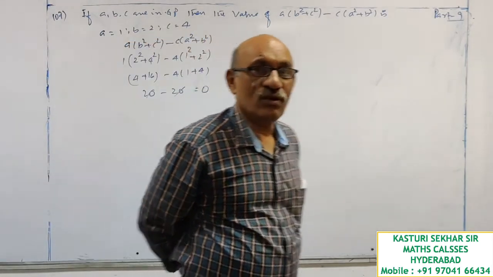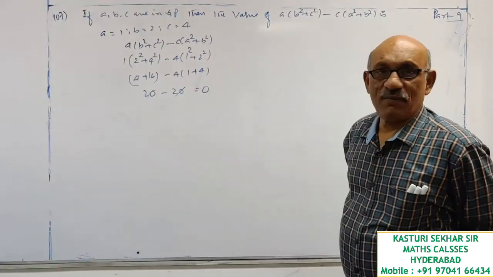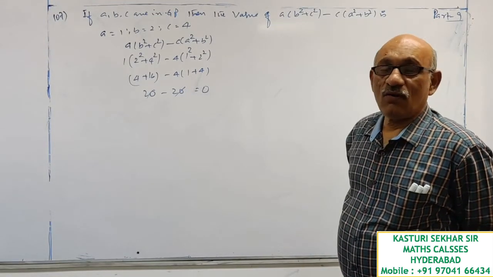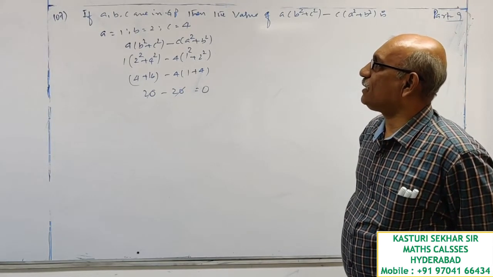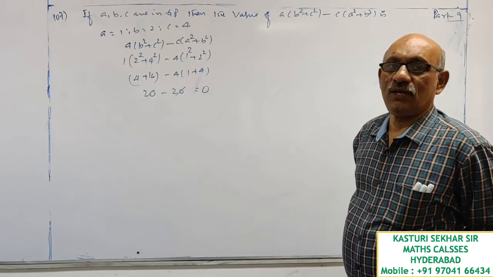Remember this as a rule. Whenever it is given as a, b, c are in geometric progression, you assign the values to a, b, c in this manner: a is equal to 1, b is equal to 2 and c is equal to 4.